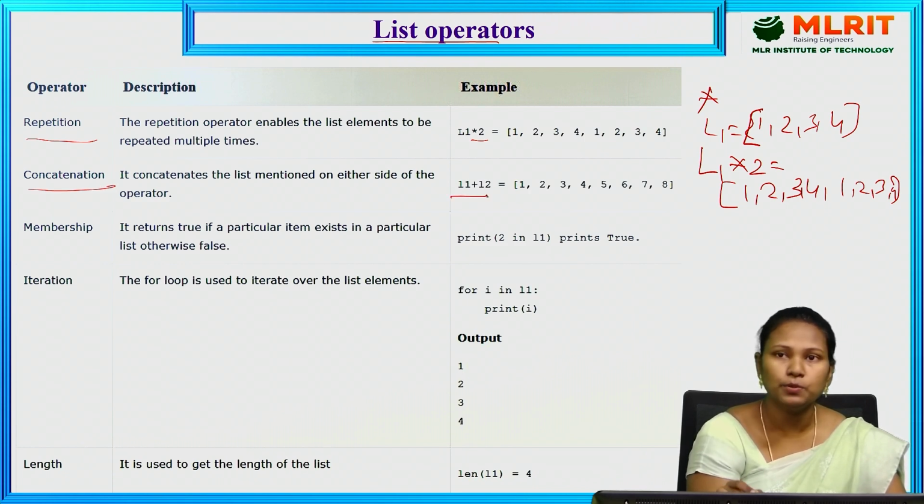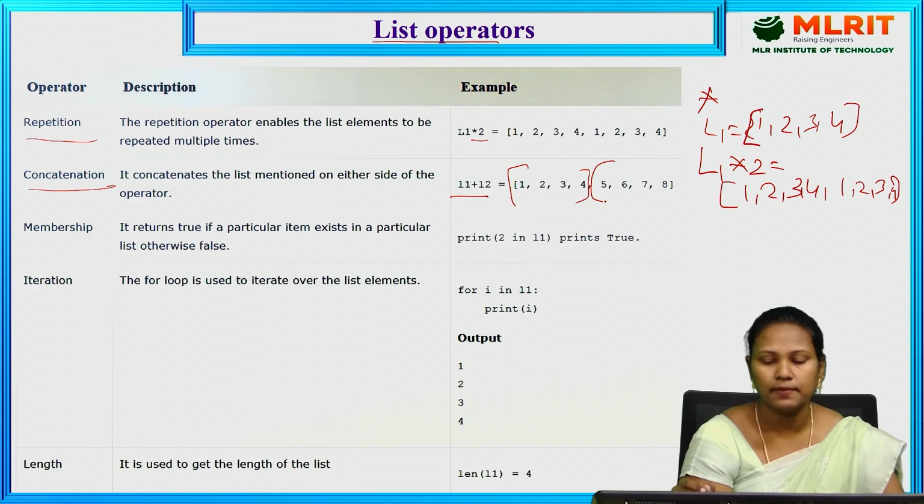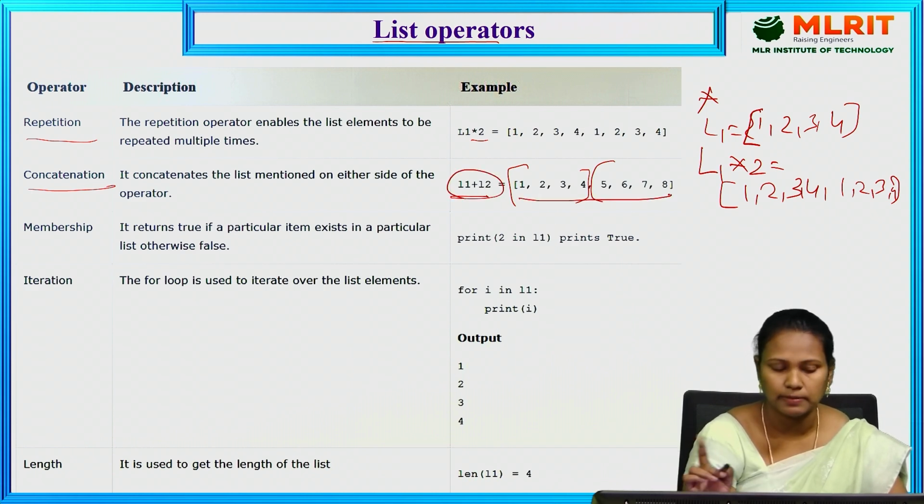Concatenation is used to add two lists, L1 plus L2. L1 contains 1, 2, 3, 4 and L2 contains 5, 6, 7, 8. So when we add them, it gives one combined list.